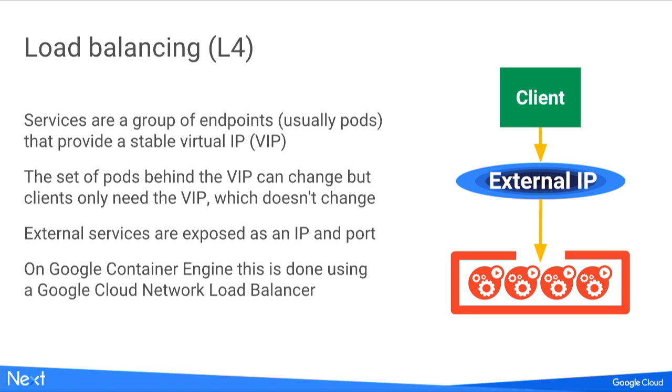External services are then exposed with an IP address. By default, services are internal and not exposed to the internet, but it's quite easy to expose them. And on Google Container Engine, this is done with a cloud network load balancer. The other type of service that we use is called an L7 service.